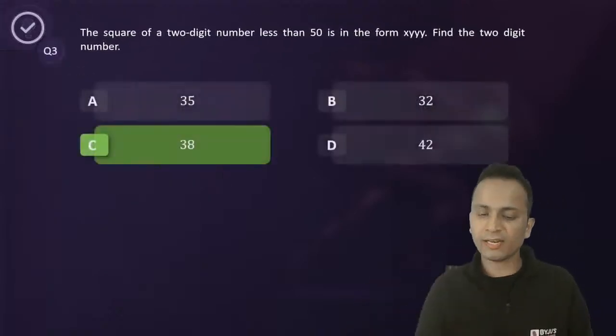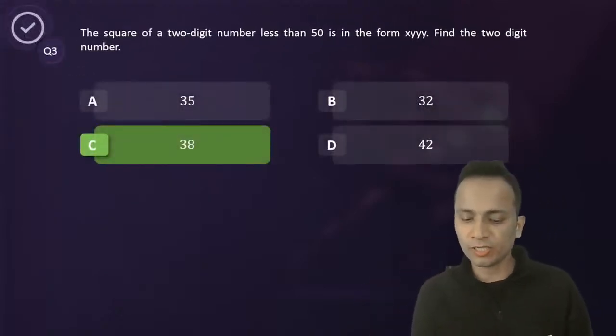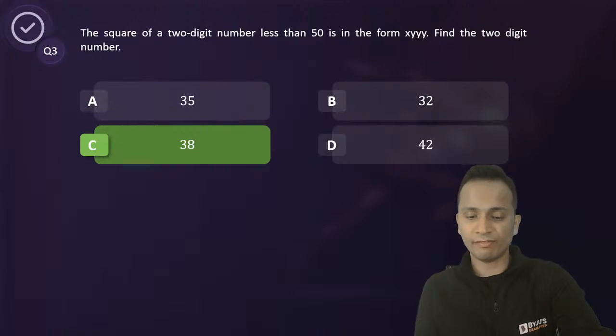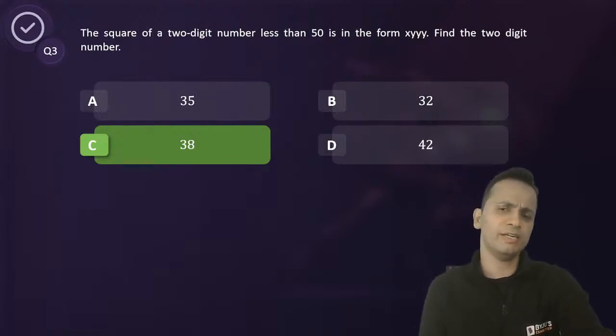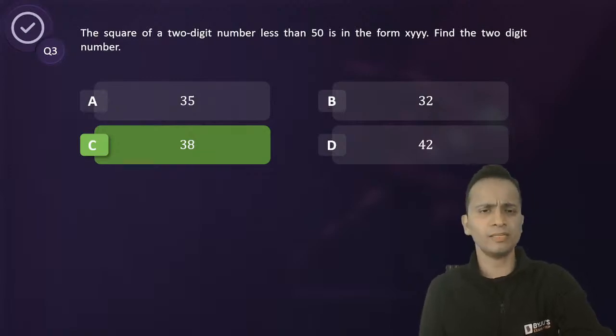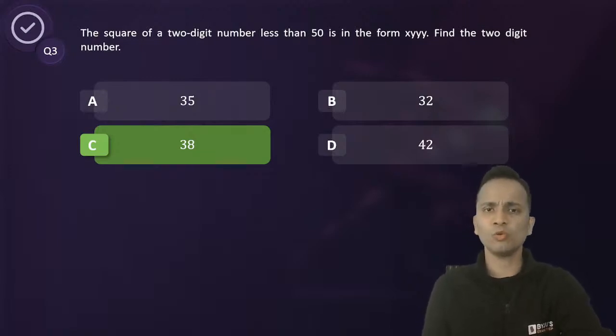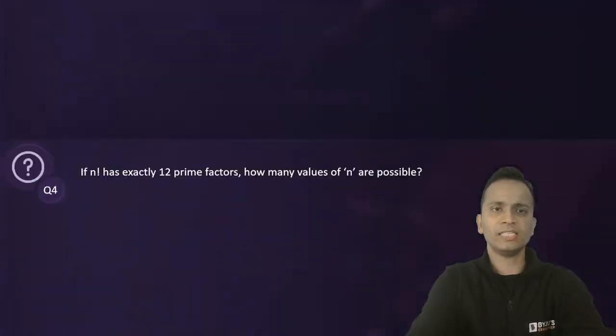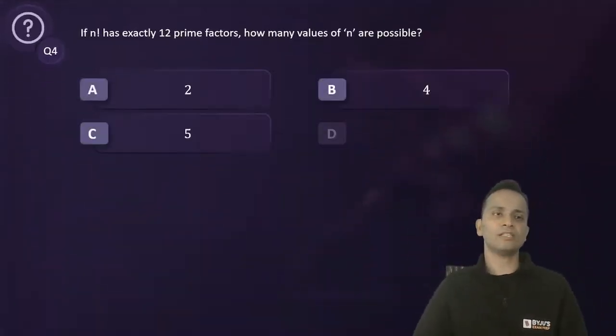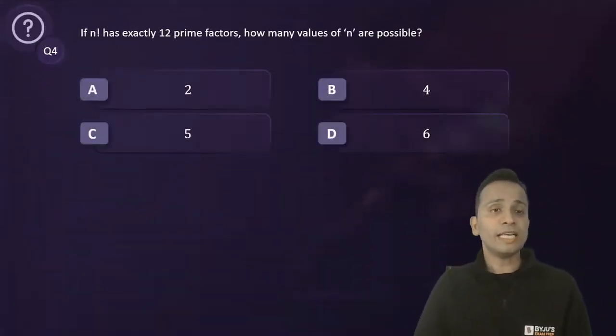So the correct answer, yes, my dear friends, it is option C. Most of you have given perfect answers. Some of you have given incorrect answers as well, but it does not matter. Right now, you are here to learn something. I hope you are learning these things. So 38 was the correct answer of that question. Next question.